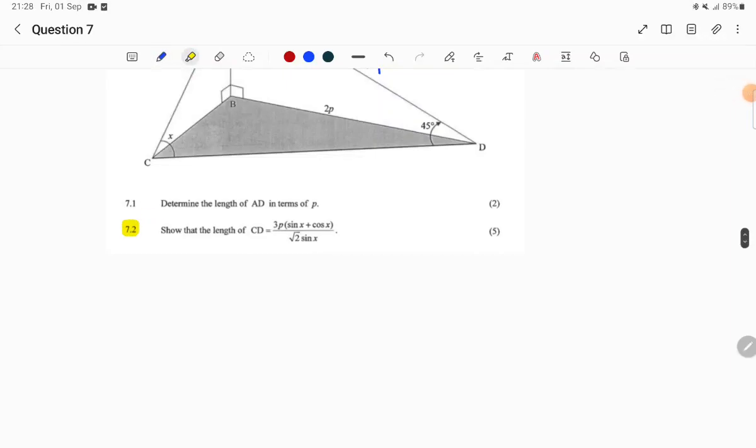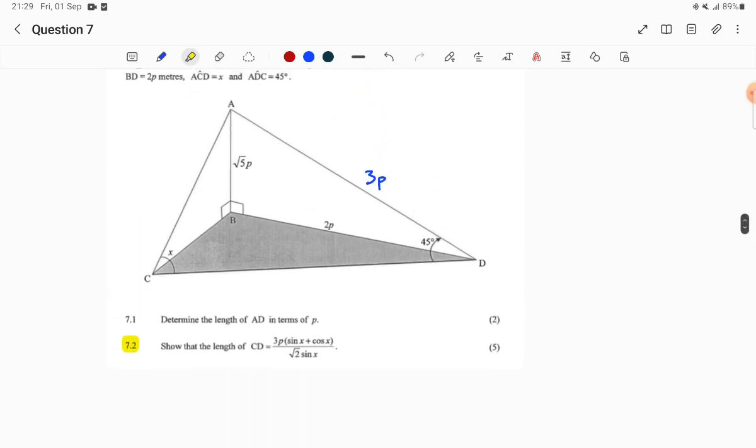So for 7.2, show that the length of CD is equal to 3p (sin x + cos x) over root 2 sin x. So CD, if we have a look here, is in the bottom triangle, and essentially what we will have to do is figure out which triangle to use. It looks like maybe potentially some sort of sine rule here.